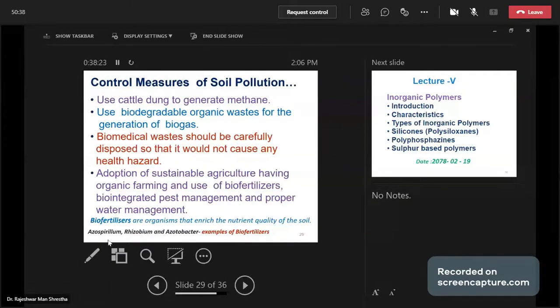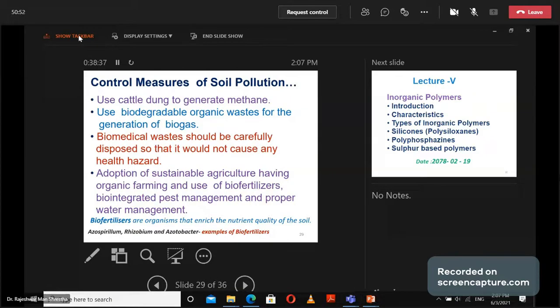For example, azospirillum, rhizobium, they are the example of biofertilizer. They can be used in organic farming. आजकल अर्गानिक फार्मिङ मोस्टली एप्लाइड हो. अब हामी जाउँ, that ends the soil portion.